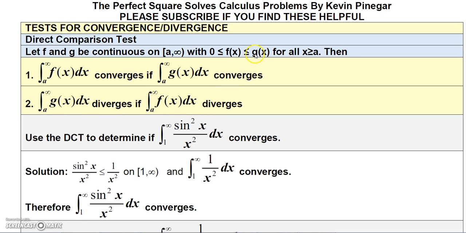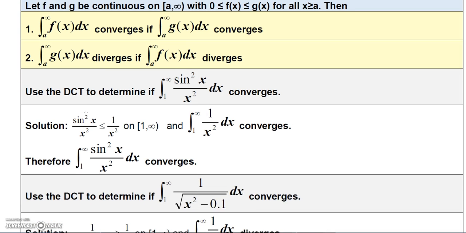And here's why. If the integral of g of x converges and f of x is less than or equal to g of x, then it's got to be smaller than g of x, so the integral of f of x would have to converge. But if the integral of f of x were to diverge and g of x is greater than or equal to f of x, then the integral of g of x must diverge. So that's basically what that's saying.